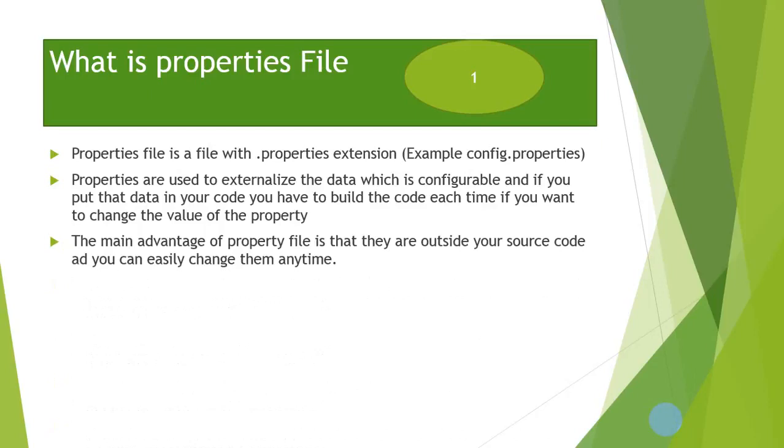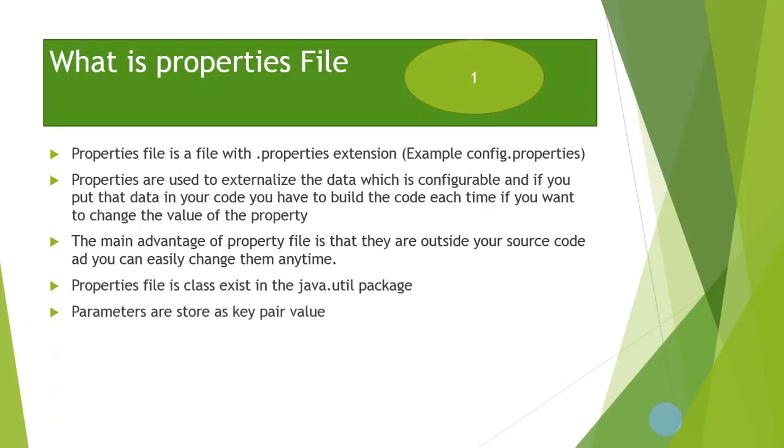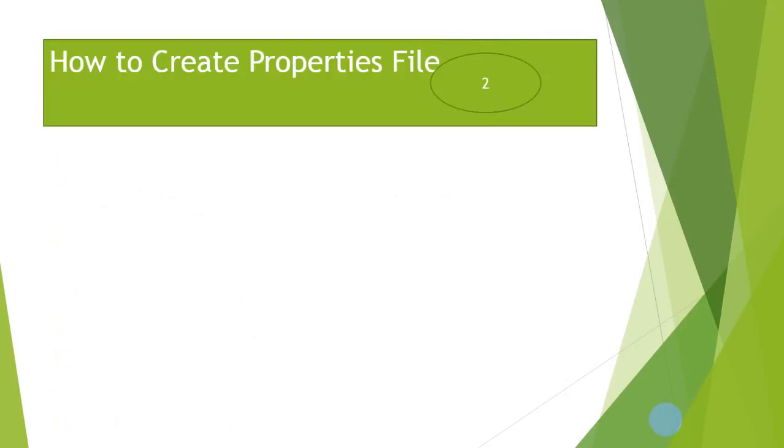So the main advantage of a property file is that it is outside your source code and you can easily change it anytime, anywhere. Properties is a class that exists in the java.util package. Parameters are stored in the property file as key-value pairs. So let's learn how to create a property file.